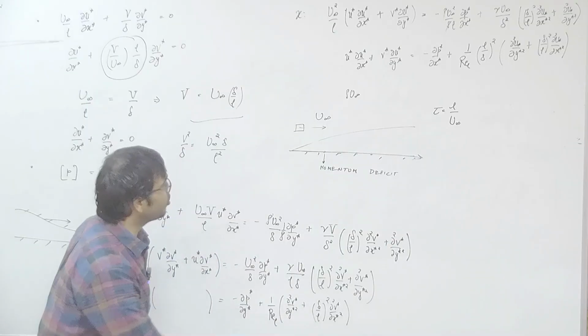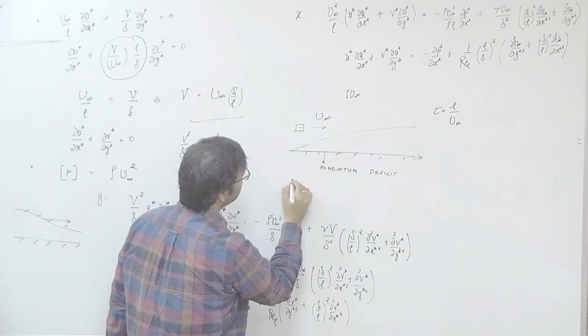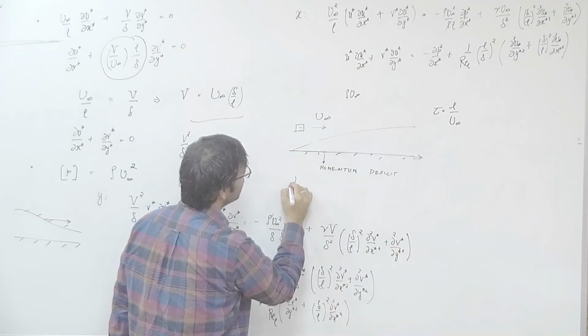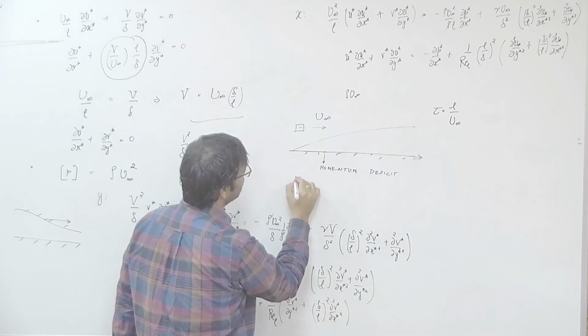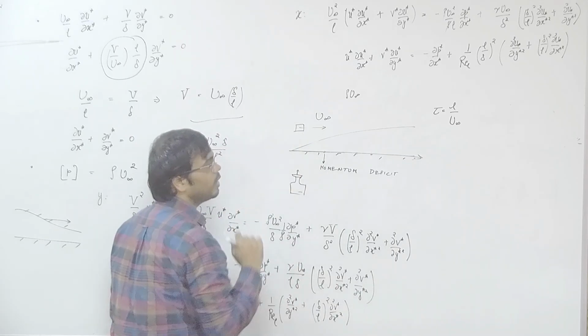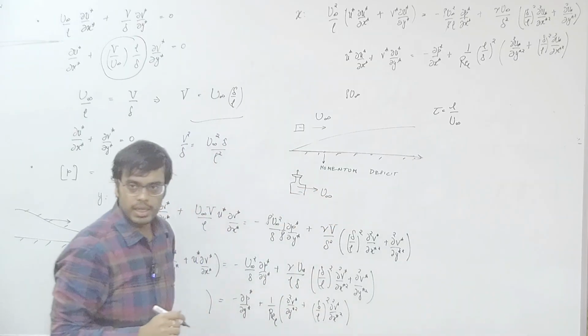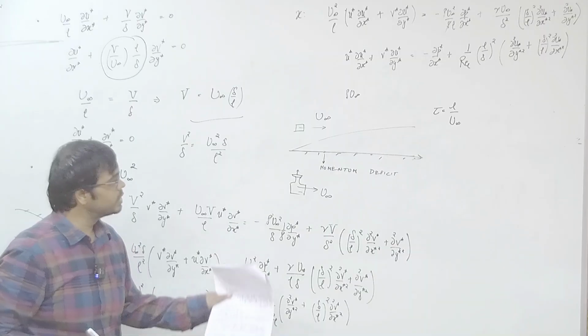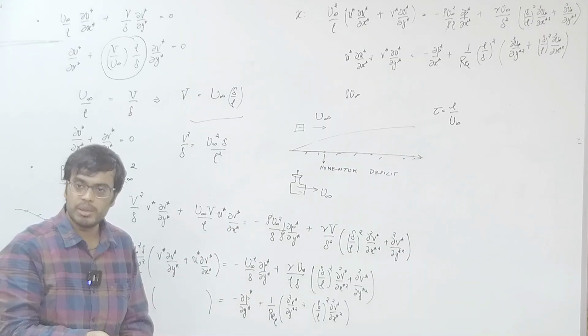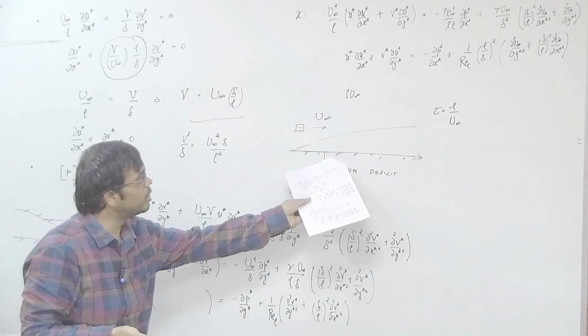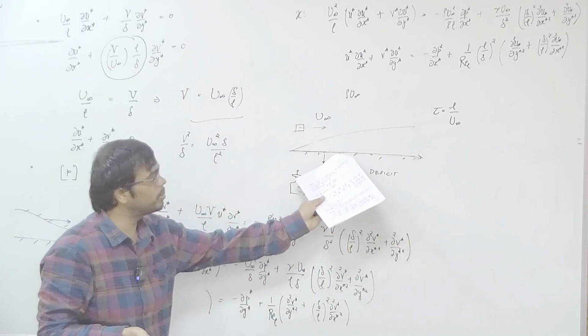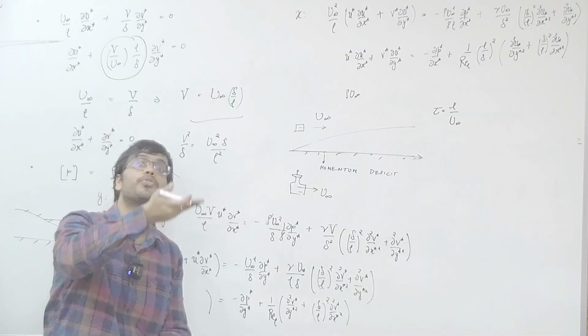So, if you have a camera, let us say you have a camera and you are visualizing this particle, and let us say your camera is also moving with u infinity, then what you will see is that the effect of momentum deficit, which is maximum at the plate, is diffusing upwards.